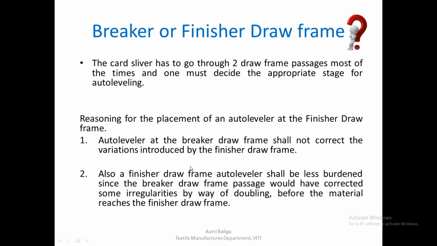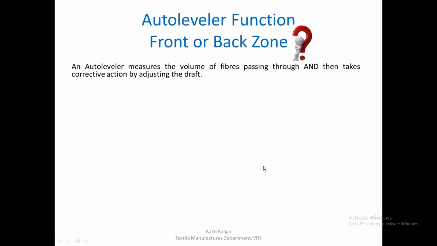So having decided that we need to install an auto leveler either on card or draw frame, and then having chosen finisher draw frame for the application of an auto leveler, let us go further and see on a finisher draw frame. If I were to apply an auto leveling system, what it does is it measures the volume of the fibers that is passing through the machine or any particular zone, and then if it finds that the material coming out is thick or it is thin, depending on that it will adjust the draft.